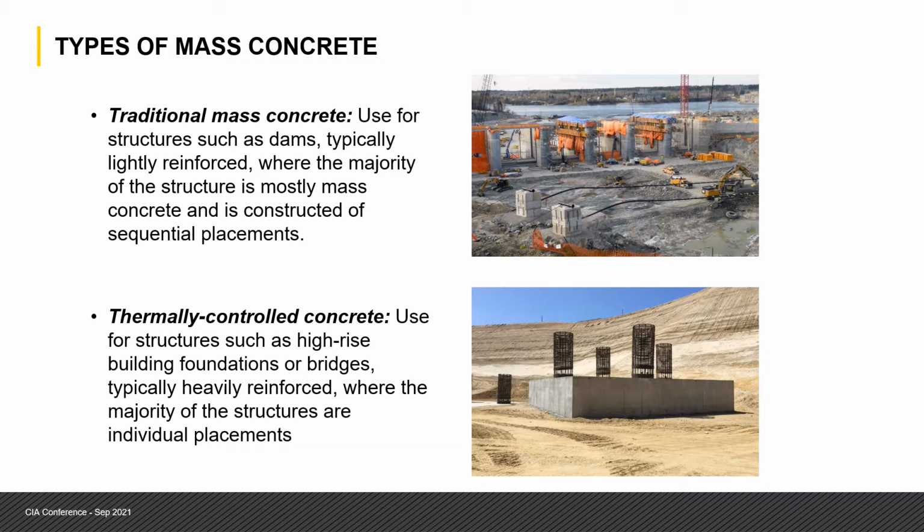The main difference in traditional mass concrete is going to be you're likely going to have a lightly reinforced structure, where the majority of the structure is going to be constructed also in sequential placement. So you're going to have concrete built up next to each other, and you're going to have pretty much a volume created by all these different placements. All of that is going to impact also that you're likely going to have lower strength requirements or later age strength requirements. So you can expect the concrete is going to be different than the thermally controlled concrete. Thermally controlled concrete is mainly used in high-rise buildings, foundations, bridges, and what you're going to expect from that type of design is going to be heavily reinforced.